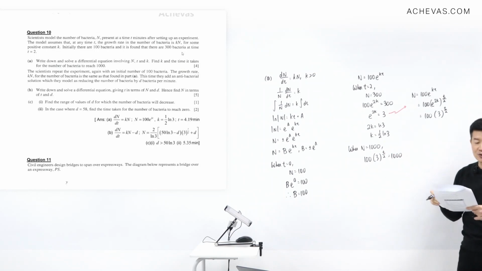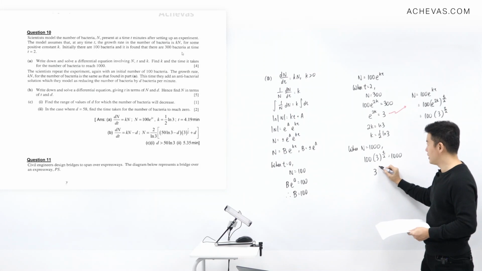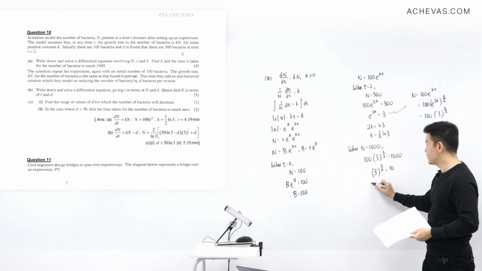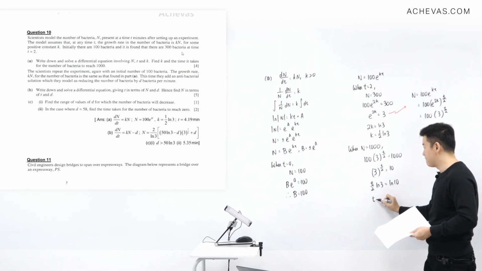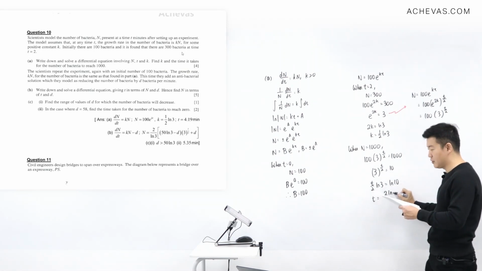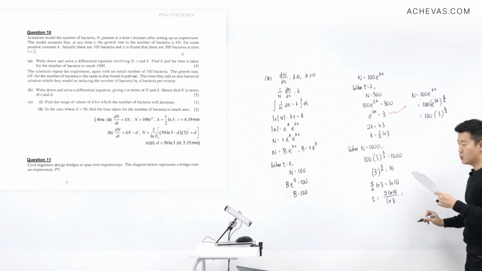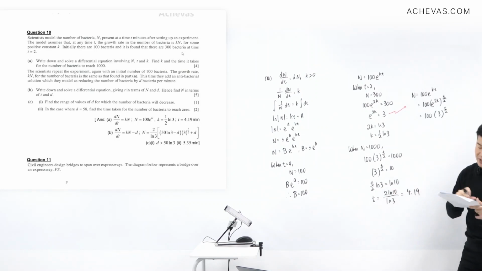I'm going to try to solve for t now. So dividing this across to the other side, 3 to the power of t over 2 is equal to 10, which means that if I were to ln both sides, t over 2 ln 3 is equal to ln 10. So t is going to be equal to 2 times ln 10 divided by ln 3. This is equal to 4.19. So this is part A. Let's move on to part B.